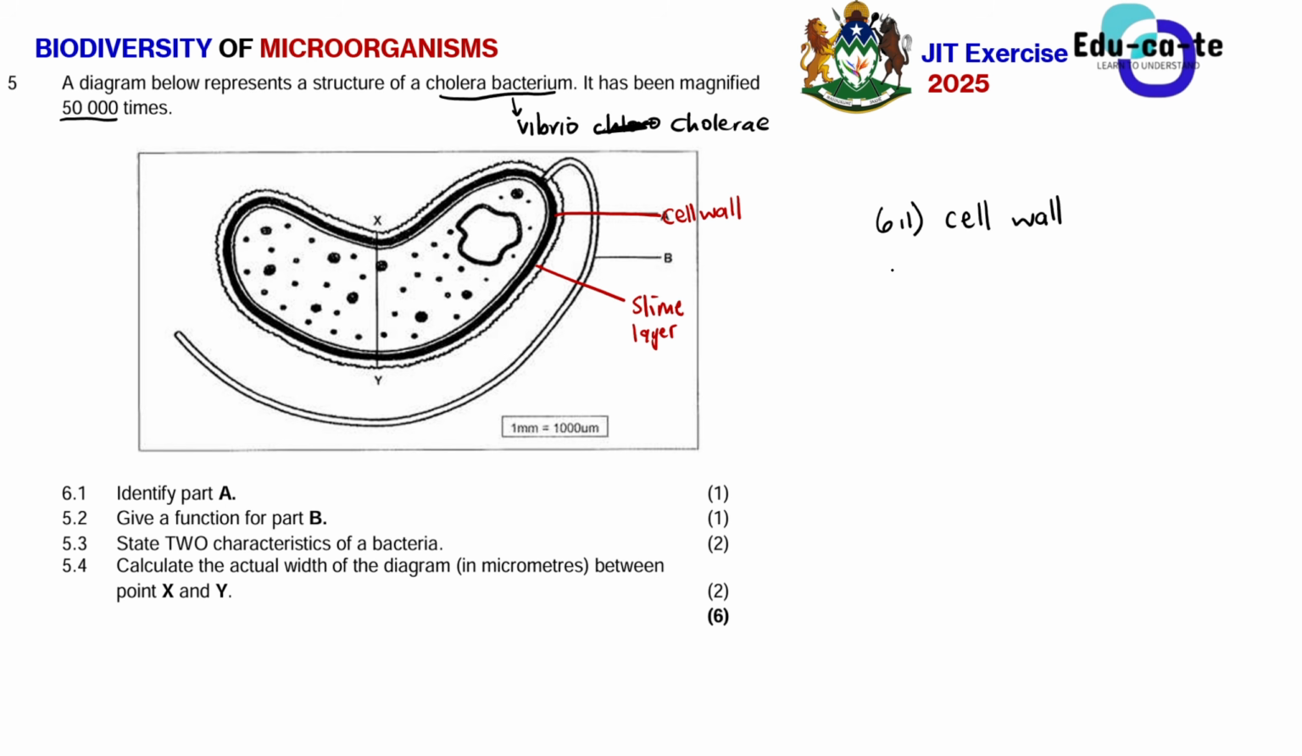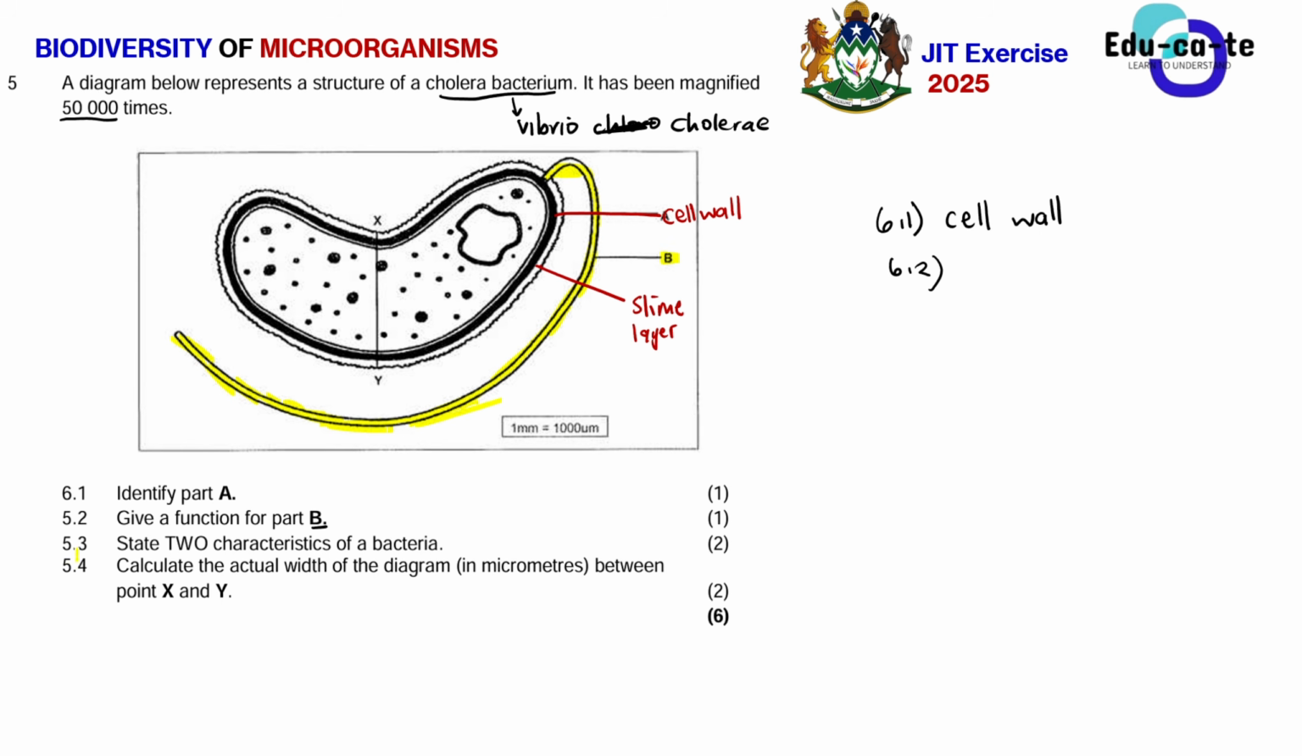And then when we proceed to 6.2, they say give the function for part B. Now when you look at part B, it is showing this structure that looks like a tail. Remember that for bacteria to be able to move, it requires this structure that looks like a tail, and its name is the flagellum. Flagellum if it is one, and you say flagella if there are many. So that is what B is showing.